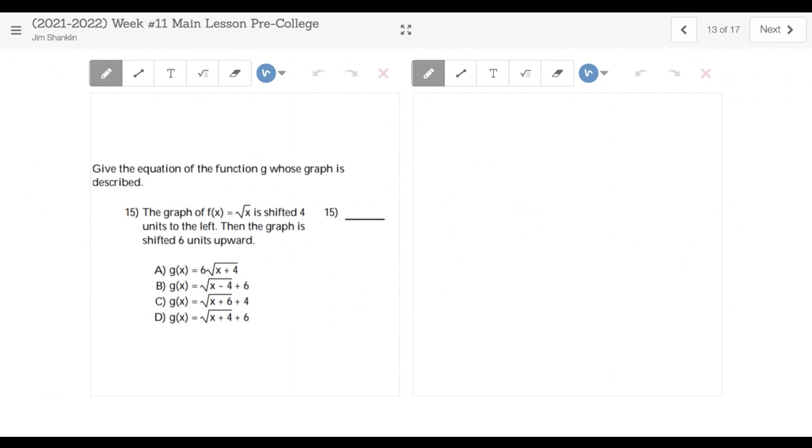So I know that my parent function for this one is the square root of x, and it says it shifted 4 units to the left. Well, that means this has to be a plus 4, because that'll shift it to the left, and then the graph is shifted 6 units up, so I've got a plus 6 on the outside. So this has to be on the inside, this has to be on the outside. So I'm looking at the square root of x plus 4, plus 6. I'm going to go with the letter D for that answer.